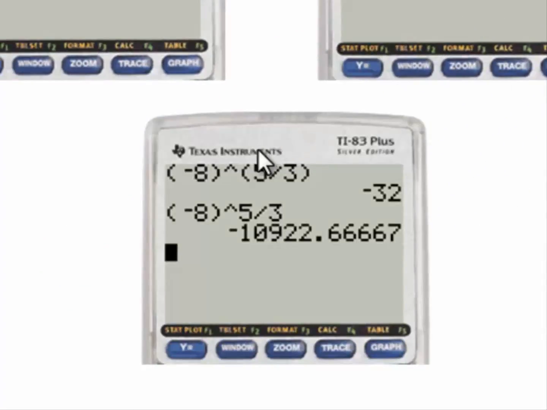Again, be very careful. If you leave off the parenthesis in your rational exponent, you will get a wrong answer. And if your base is negative, make sure you use parentheses around the base. So the correct answer is negative 32. This value is incorrect.